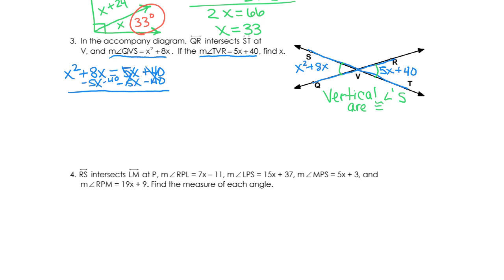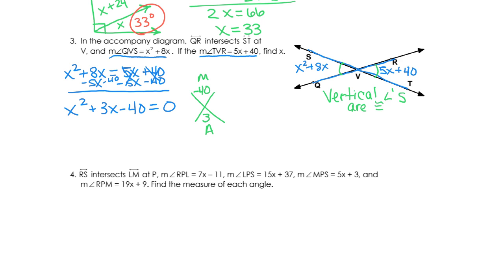And what do we have left? We have a square term. 8x minus 5x is a positive 3x. Minus 40 that we brought over, equal to 0. We're going to set up our x box since we got a nice easy trinomial. We're going to multiply to negative 40 on the top, and we're going to add to 3 on the bottom.